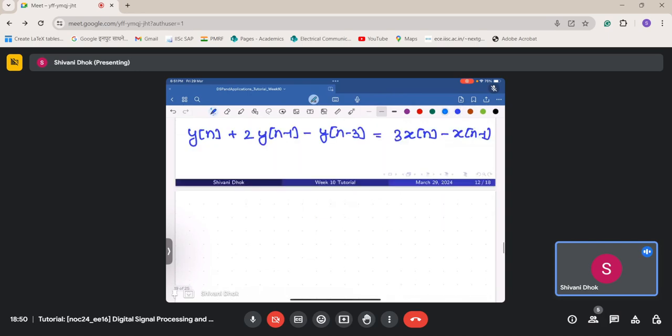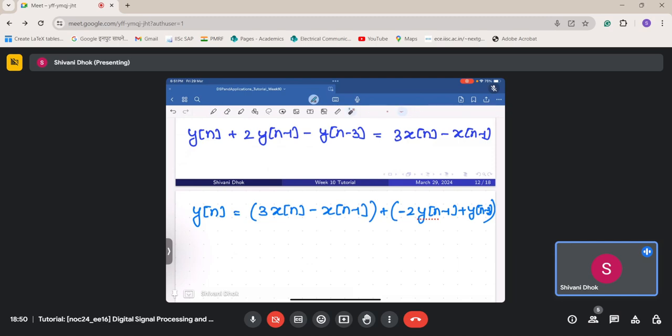So from this equation, we have y[n] as 3 into x[n] minus x[n minus 1] plus minus 2 y[n minus 1] plus y[n minus 3]. In direct form 2, we first realize this part and then we realize this part, and then by using the combined delay thing. So let's start with realizing this part first.